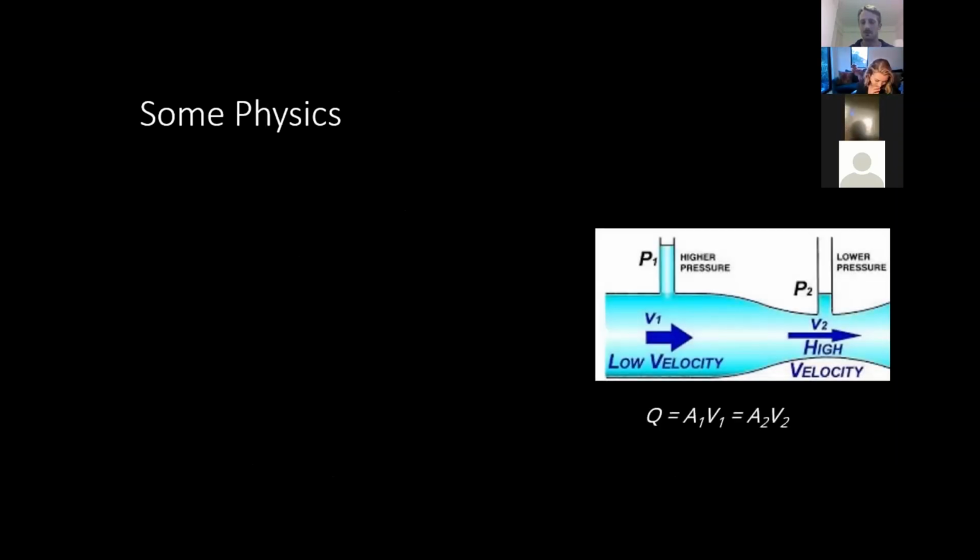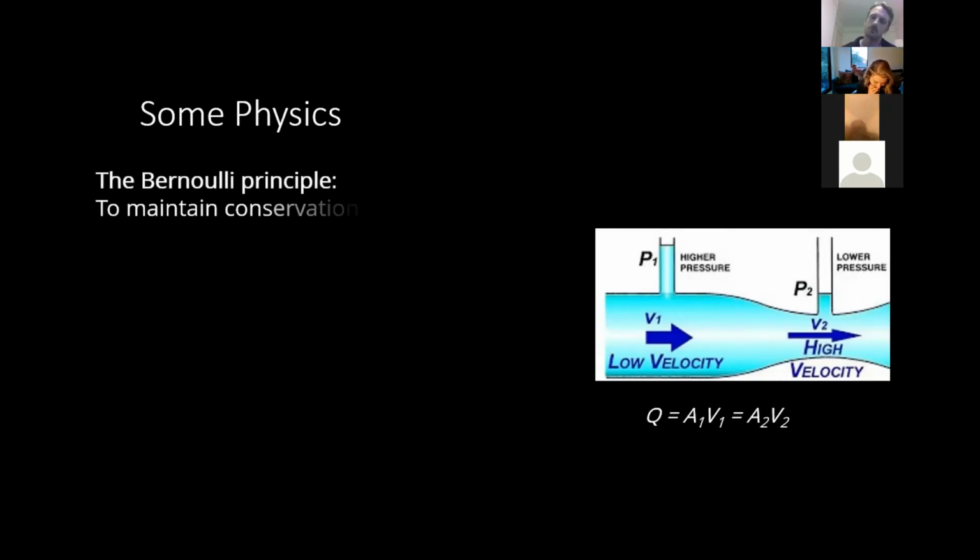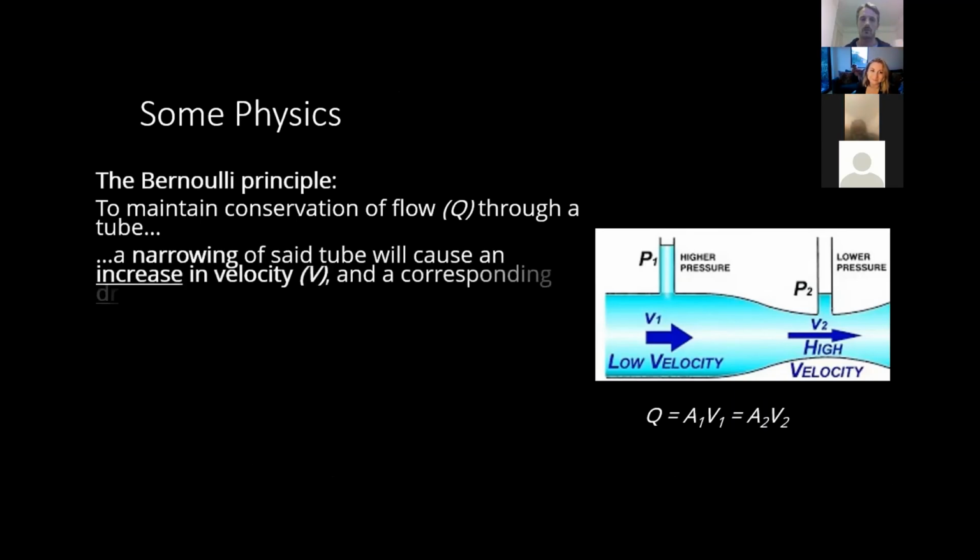Here I'm going to derail a bit. Please bear with me. A bit of physics. So the Bernoulli principle. The Bernoulli principle tells you what happens when a tube changes size. So to maintain flow through a tube, a narrowing of the tube will cause an increase in velocity and a corresponding drop in pressure to ensure that everything goes through. So if you imagine you had 3 lanes of traffic at 60 miles an hour, you would need 1 lane of traffic at 180 miles an hour to maintain proper flow, and this is why you get traffic jams.